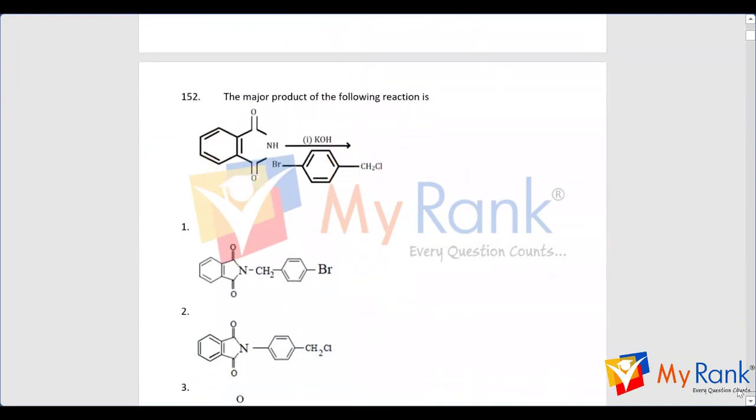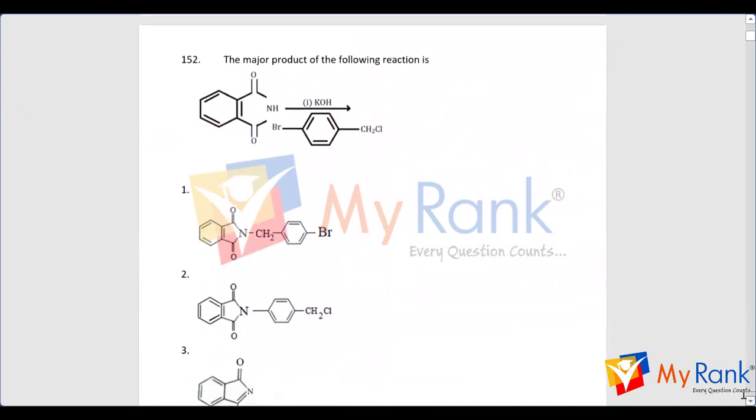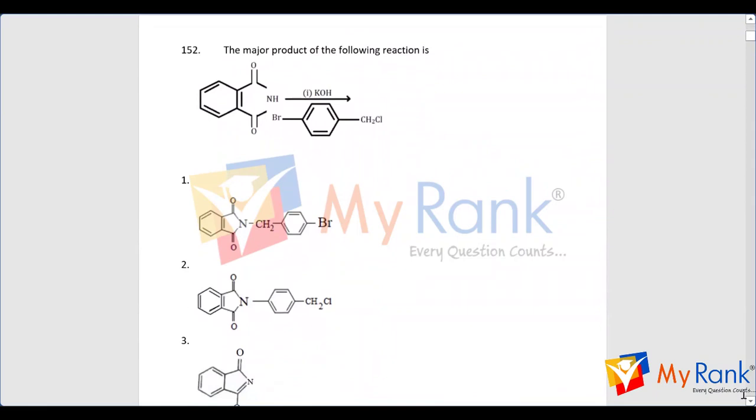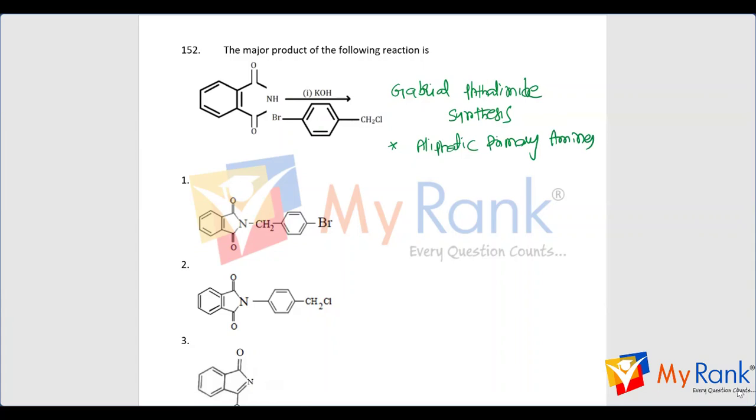152. The major product of the following reaction is... this reaction is Gabriel phthalimide synthesis. Very, very important one. Gabriel phthalimide synthesis. This reaction is used to prepare only aliphatic primary amines. Aromatic primary amines cannot be prepared here.